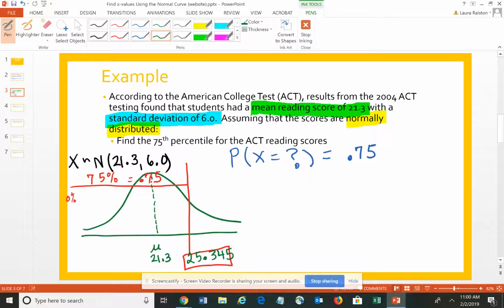So the 75th percentile corresponds to an ACT score of approximately 25, or approximately 25.3. You usually see it as 1 decimal place. All right, moving on.